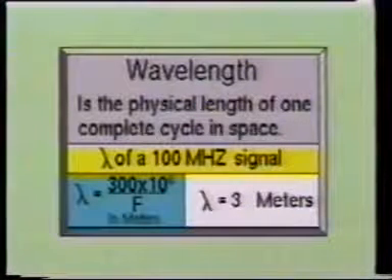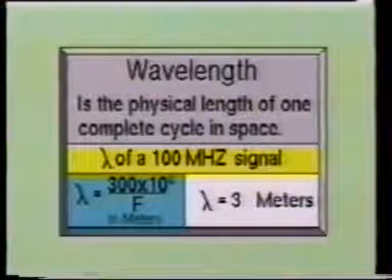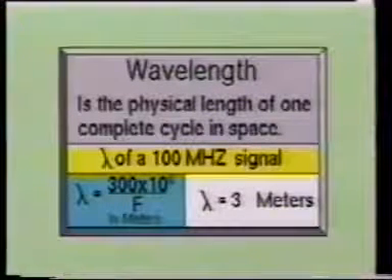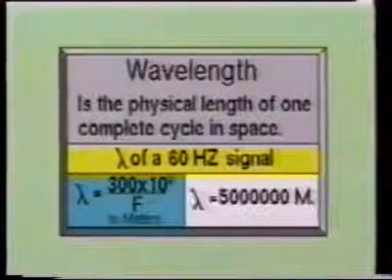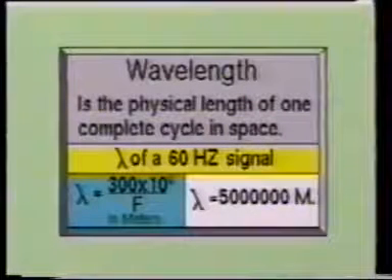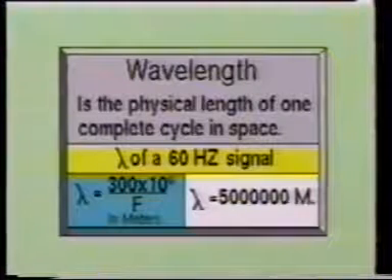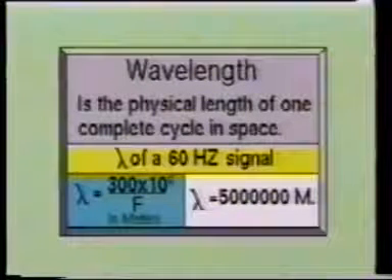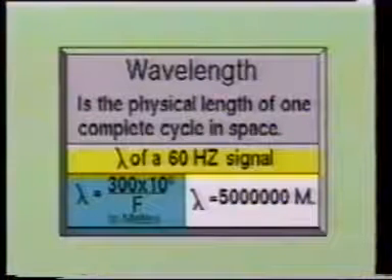The wavelength of a TV station operating at 100 megahertz would be 300 times 10 to the 6th power over 100 times 10 to the 6th power, or 3 meters. The wavelength of a 60-cycle power line would be 300 times 10 to the 6th power divided by 60, or 5 million meters. As you have seen, the lower the frequency, the longer the wavelength. The higher the frequency, the shorter the wavelength.